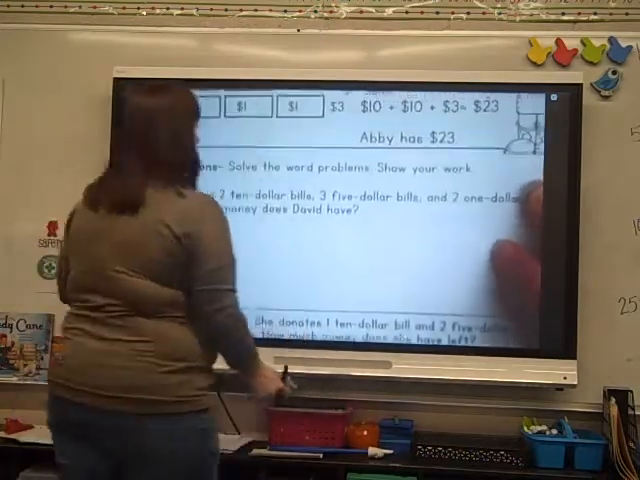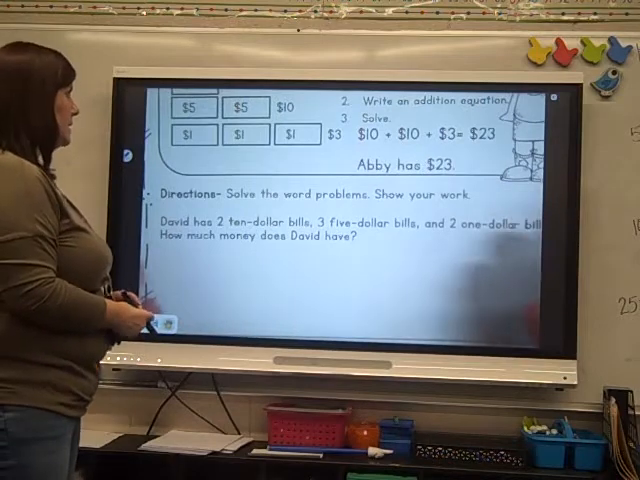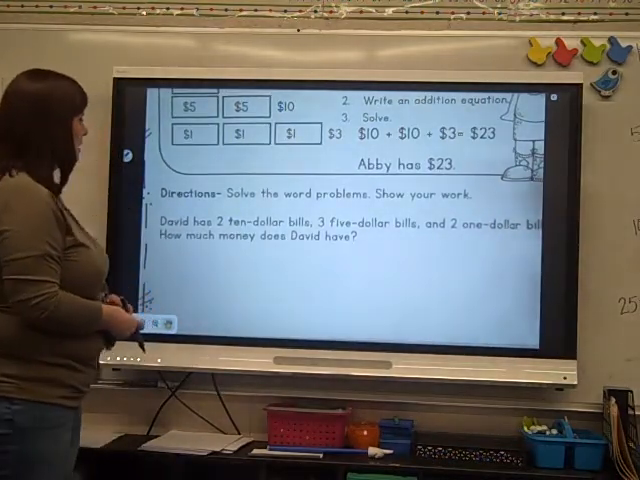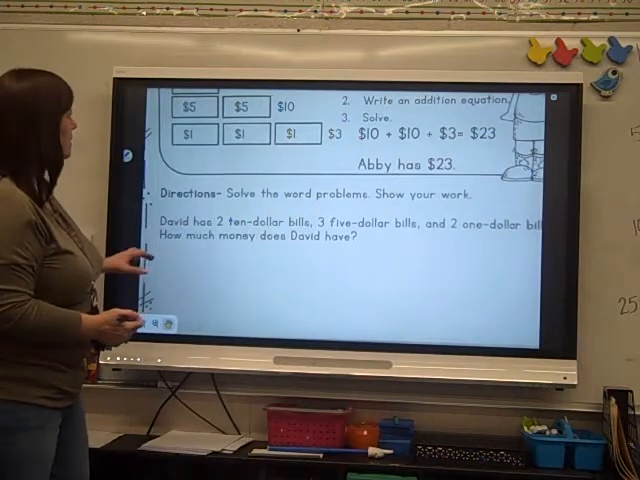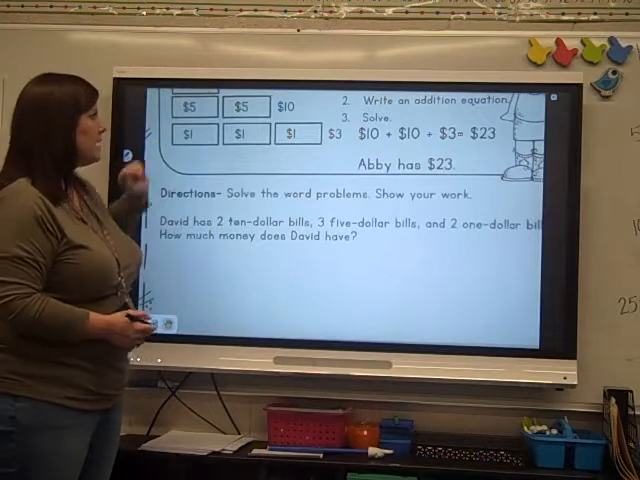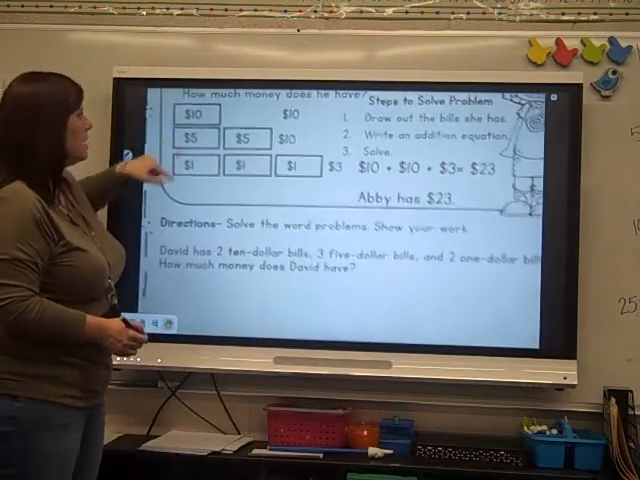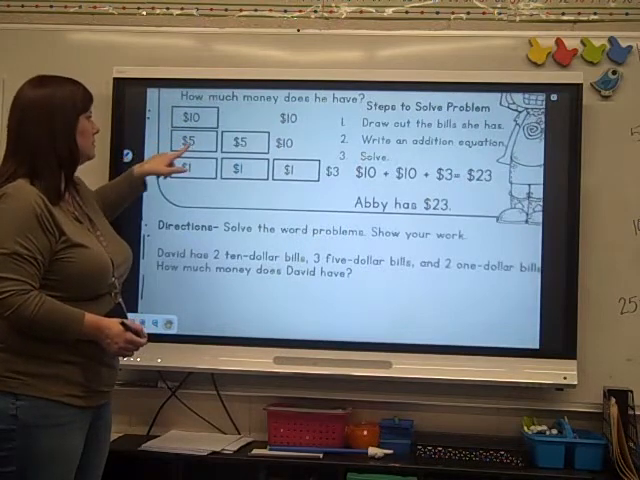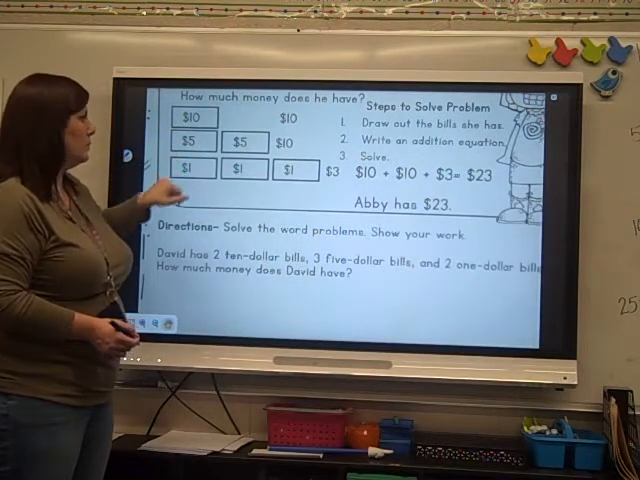All right. Now, these are dollar bills. Okay? So, if you notice, we've got $5 bills, $1 bills, and it looks like we probably have $10 bills too. Yeah, $10. So if it's a $10 bill, it's worth $10. $5 bill, $5. $1 bill, $1 bill.